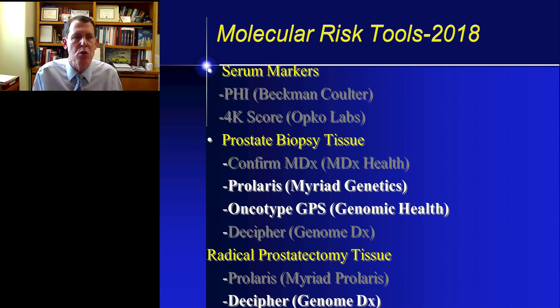And there are two that we're going to focus on, Myriad Prolaris, and the other one is Genomic Health Oncotype GPS. And then at the end, we're also going to just mention Decipher, by GenomeDx, which is interrogating radical prostatectomy tissue.